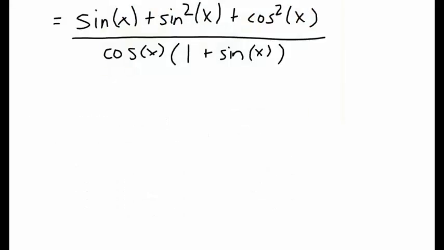Continuing on from here, we notice that in the numerator we have the expression sine squared plus cosine squared. This expression is always going to be equal to 1, no matter what's on the inside of our sine and cosine functions. We just have to check that these two are the same. So our numerator is actually sine of x plus 1.